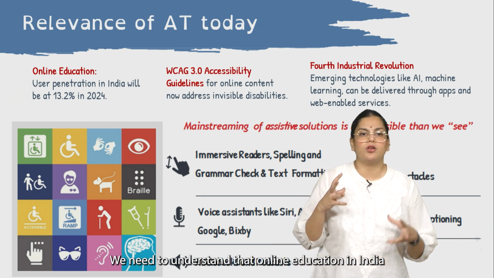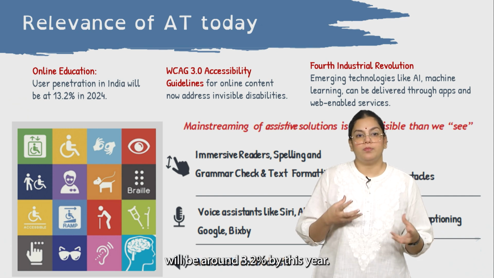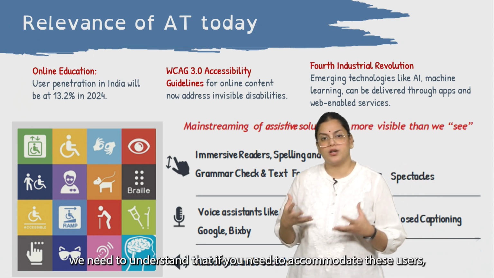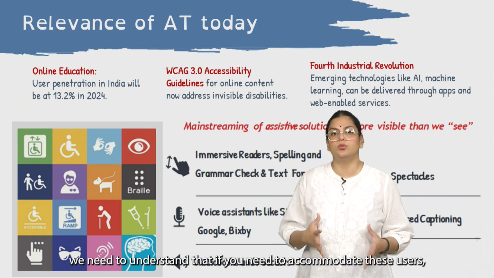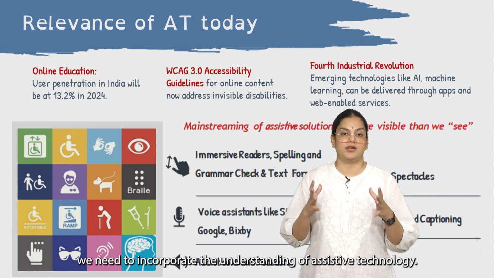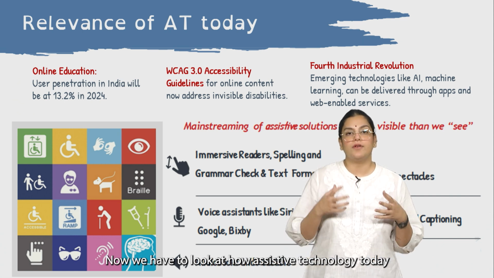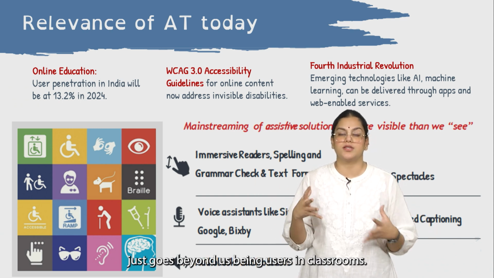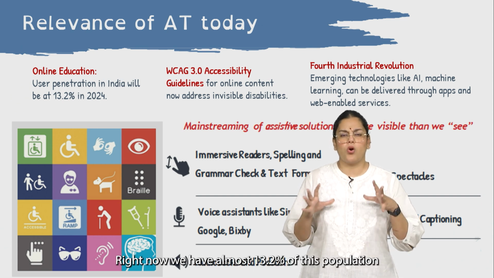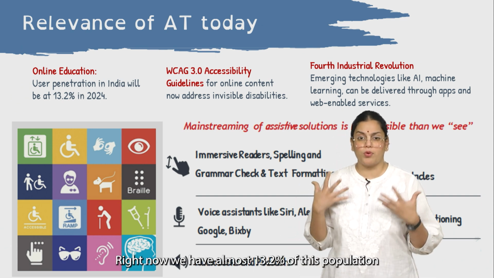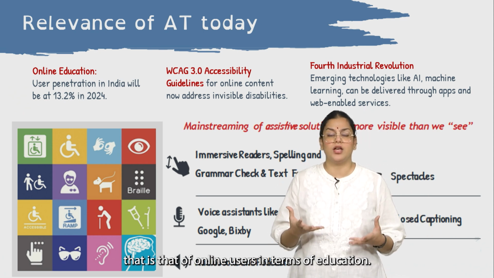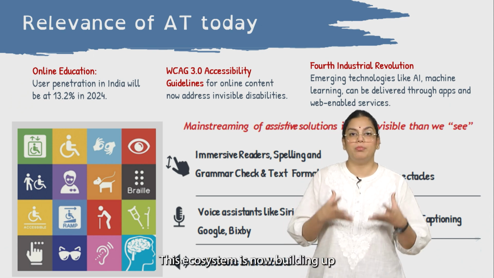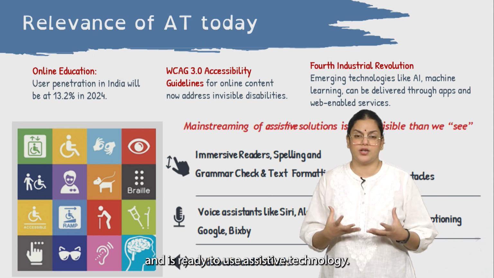We need to understand that online education in India will be around 3.2% by this year, and for that we need to understand that if you need to accommodate these users, we need to incorporate the understanding of assistive technology. Now we have to look at how assistive technology today just goes beyond us being users in classrooms. Right now we have almost 13.2% of this population that is that of online users in terms of education. This ecosystem is now building up and is ready to use assistive technology.